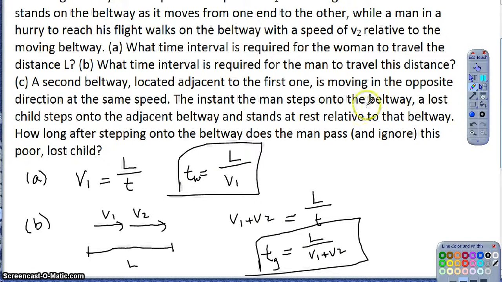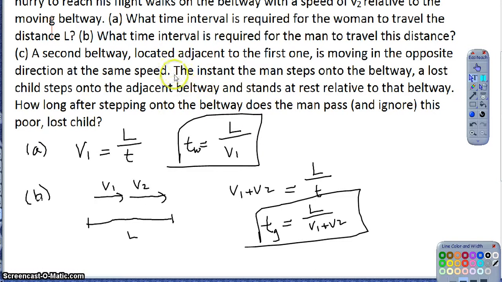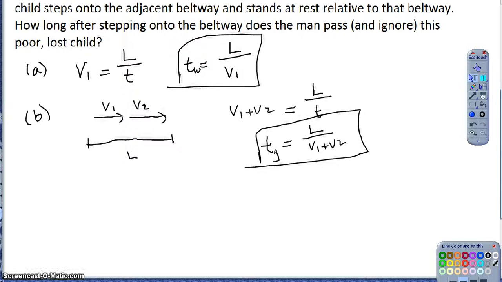So then for the third and final part of this question, just to have a little bit more fun, a second beltway located adjacent to the first one is moving the opposite direction at the same speed. The instant the man steps onto the beltway, a lost child steps onto the one adjacent and stands at rest relative to the beltway. How long after stepping onto the beltway does the man pass and ignore this poor lost child? So again, what's happening here?